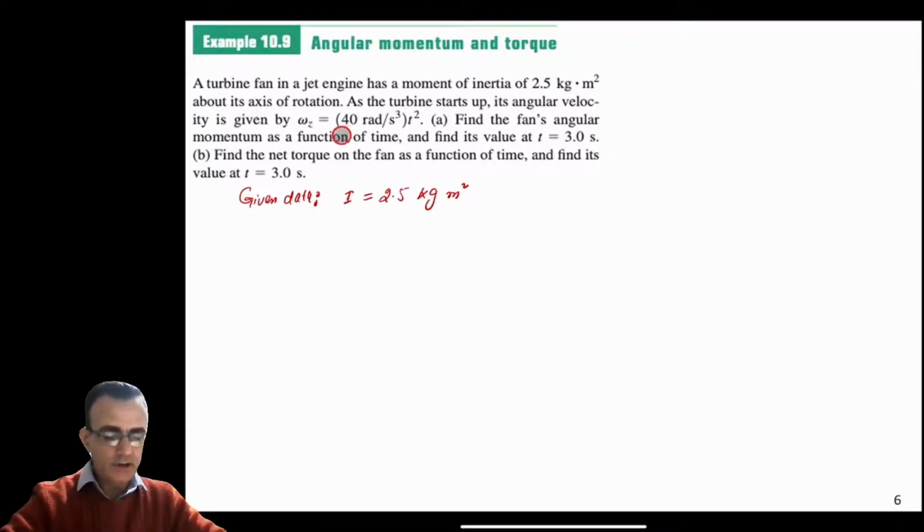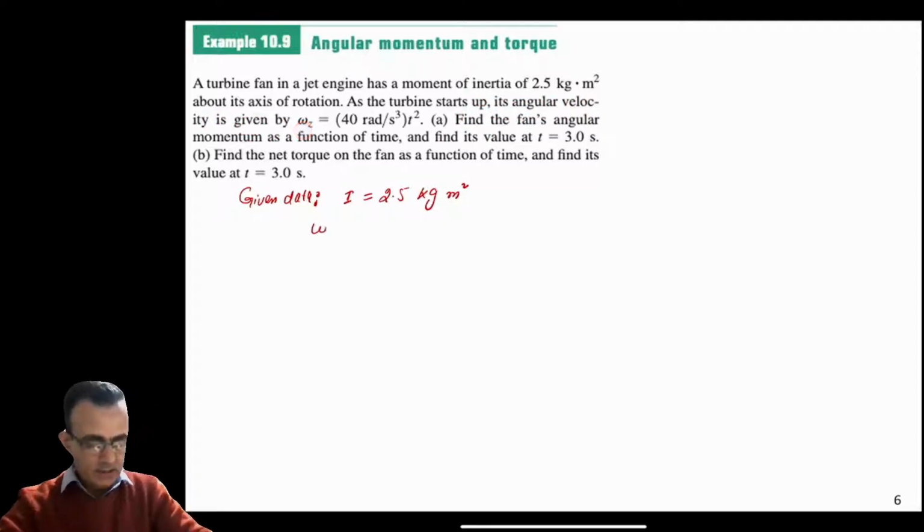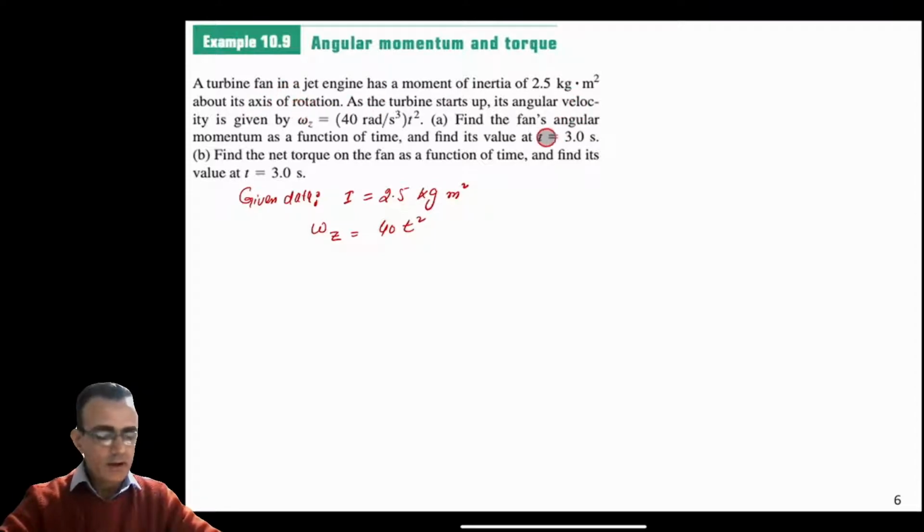About its axis of rotation is the turbine startup. Its angular velocity is given by this. You are given the angular velocity of the turbine, which is 40 t squared. Find the fan's angular momentum as a function of time.